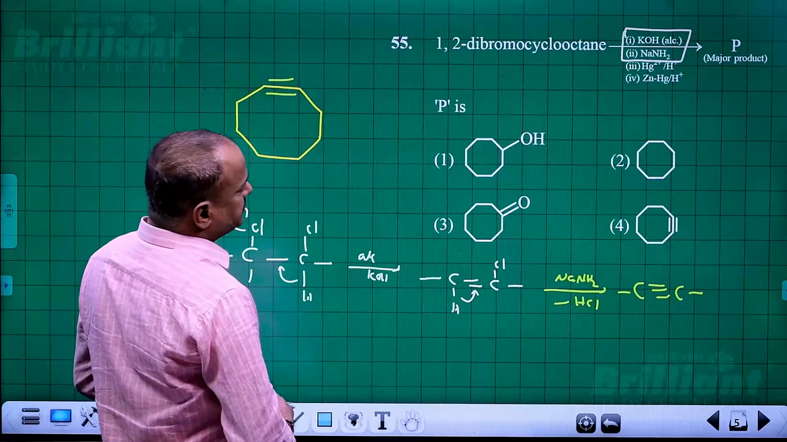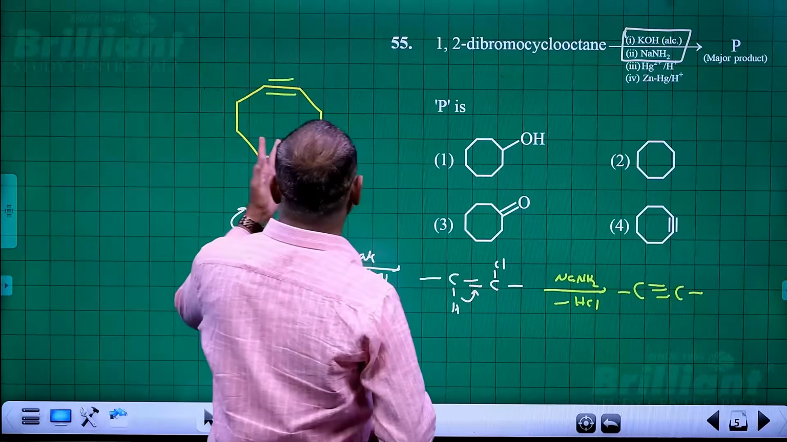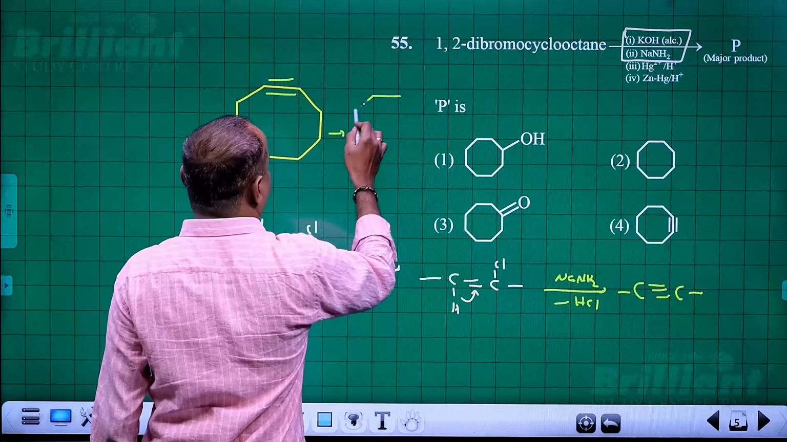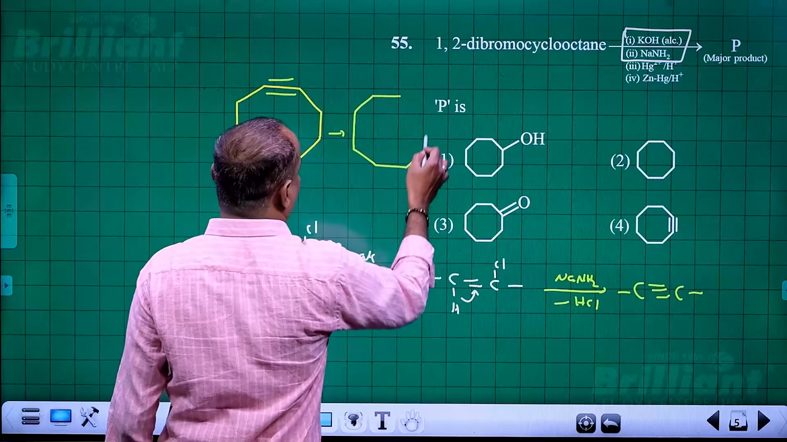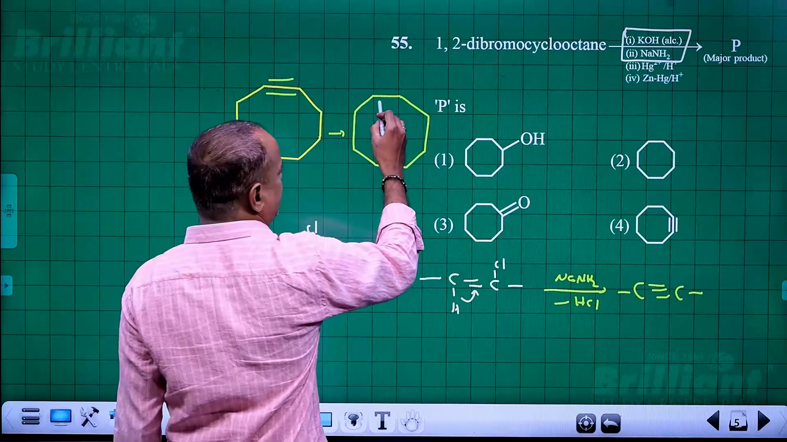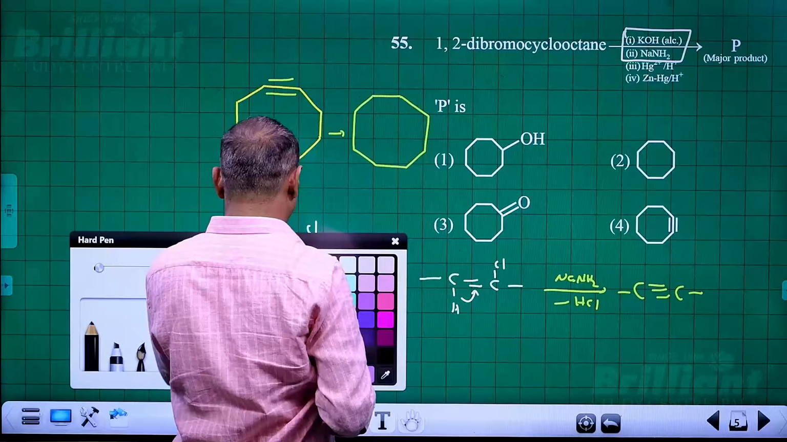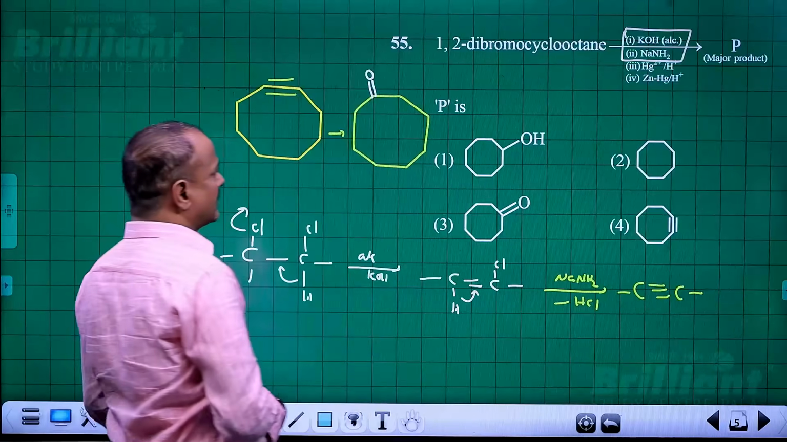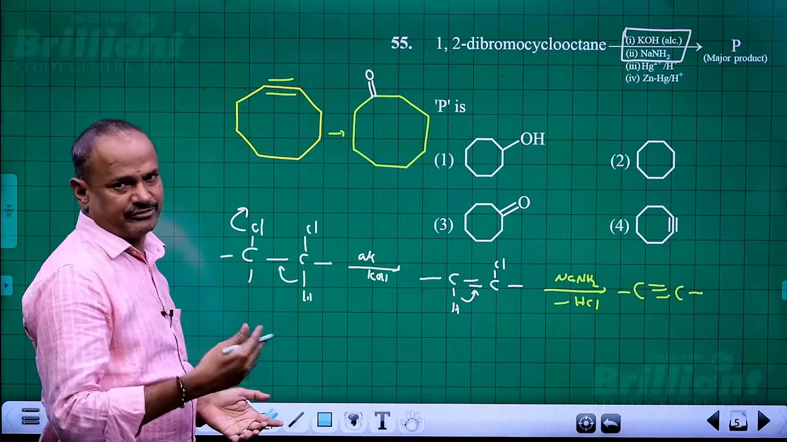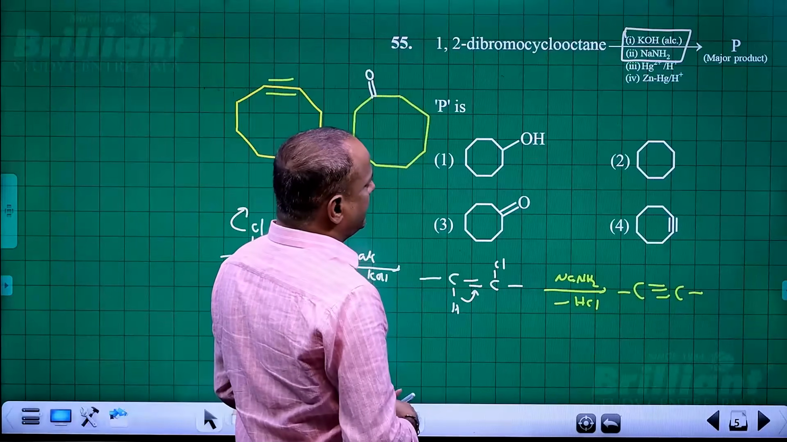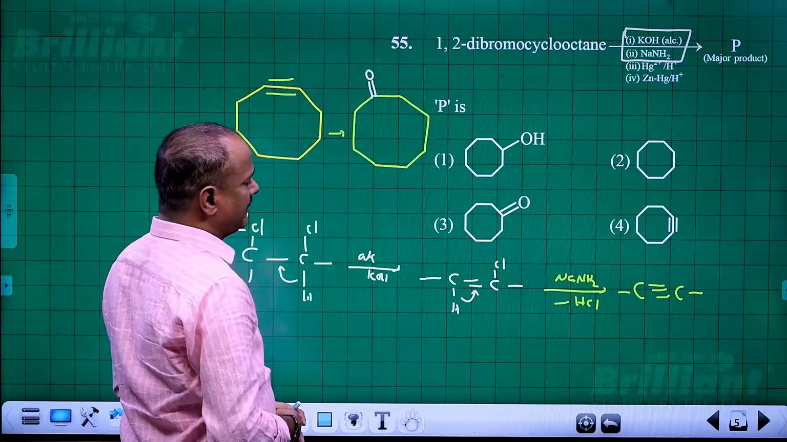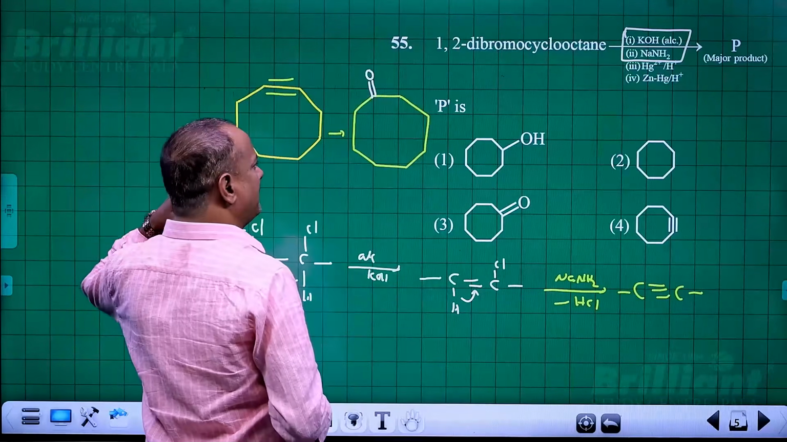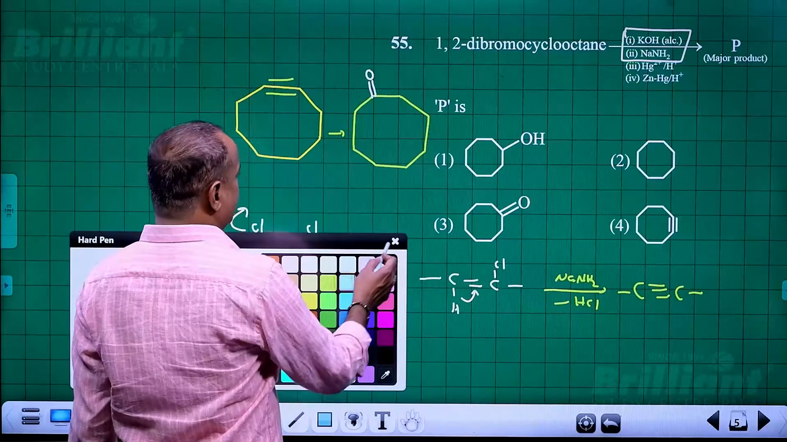Okay. Next, mercuration. A symmetrical compound can add on any one side. H plus OH minus, or break the double bond, add O and H2, or tautomerize to form a ketone. Next, zinc amalgam and H plus, again reduction. Ketone reduction back to form cyclooctane.